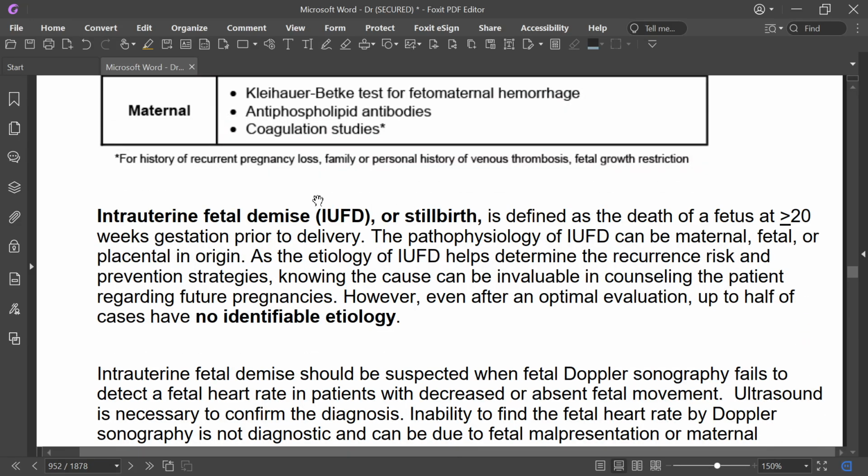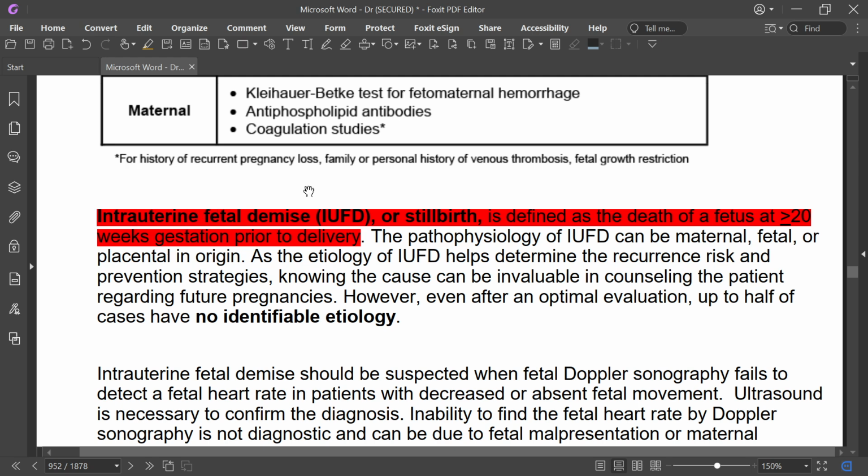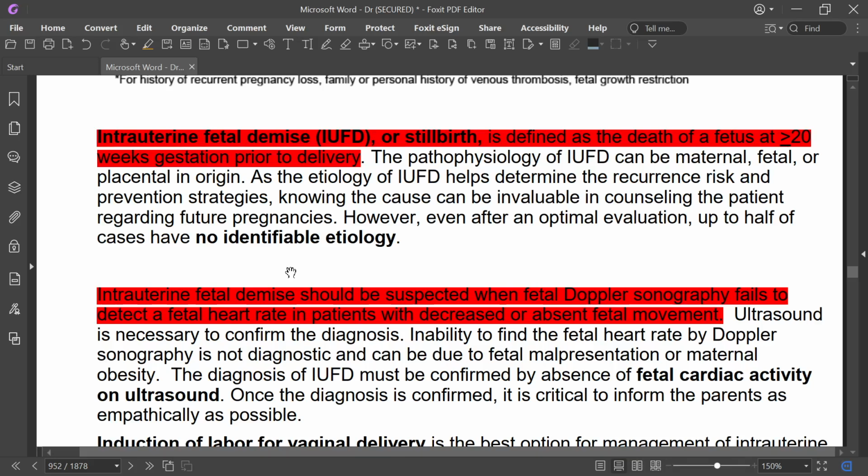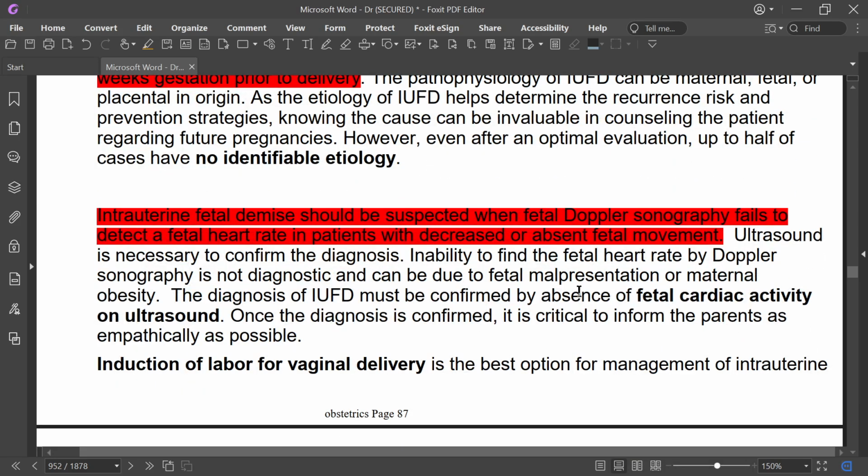Intrauterine fetal demise, or stillbirth, is known as death of the fetus more than 20 weeks of gestation prior to delivery. Intrauterine fetal demise should be suspected when Doppler ultrasonography fails to detect the fetal heart rate in a patient with decreased or absent fetal movement. The diagnosis must be confirmed by absence of fetal cardiac activity on ultrasound. Once confirmed, it is critical to inform the parents as empathically as possible.